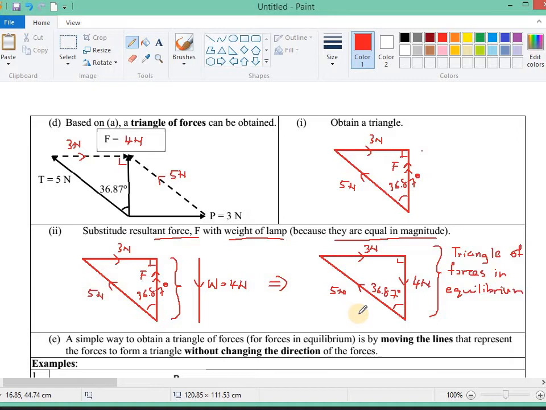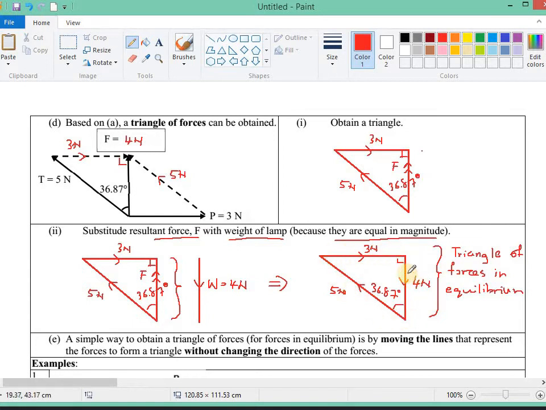And how do we see that the forces in this triangle are in equilibrium? We see the direction of the forces: this one going to the right, this one going down, and this one going up like this. So you see that these 3 forces, their directions are in one cycle, going in one round like that, going in a circle.